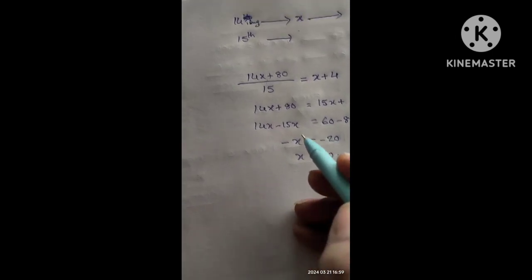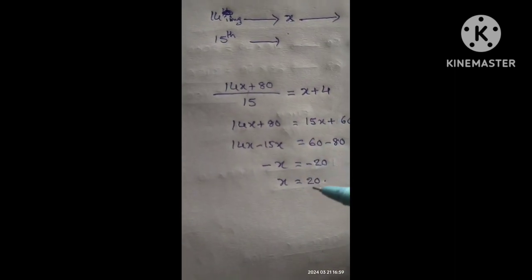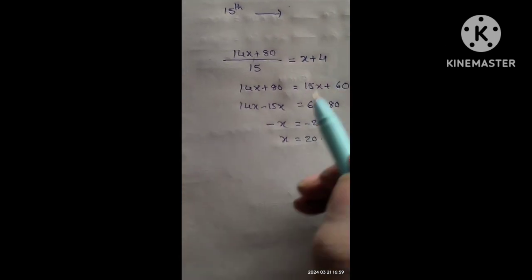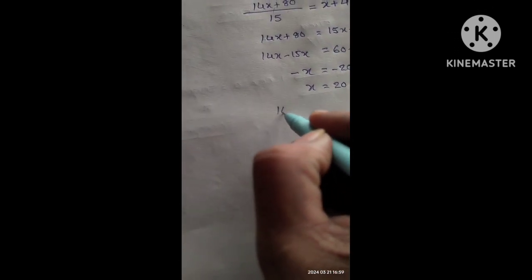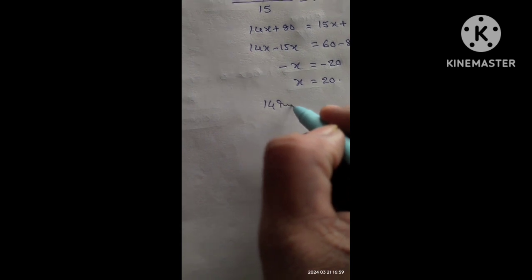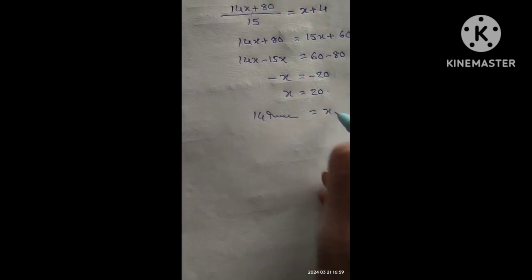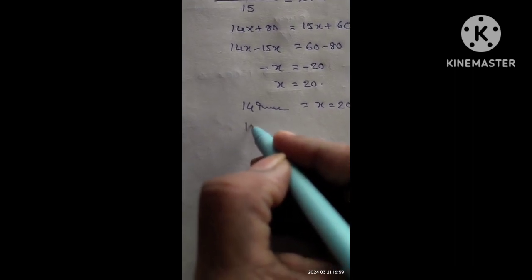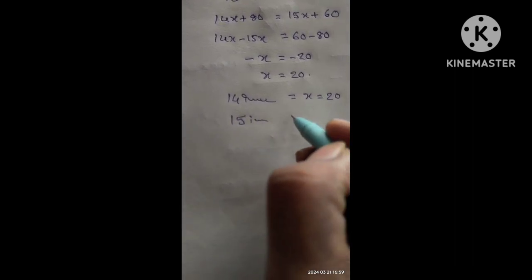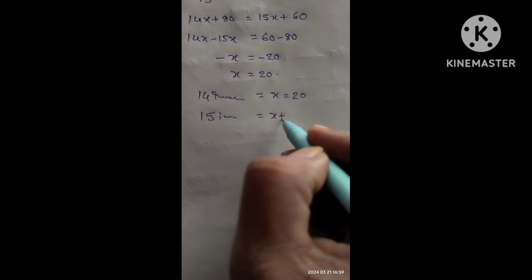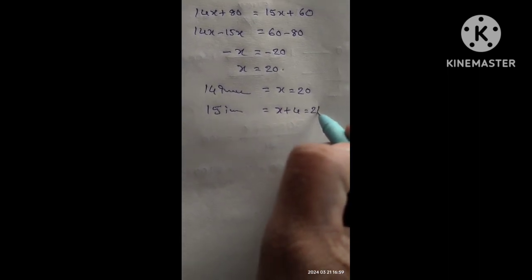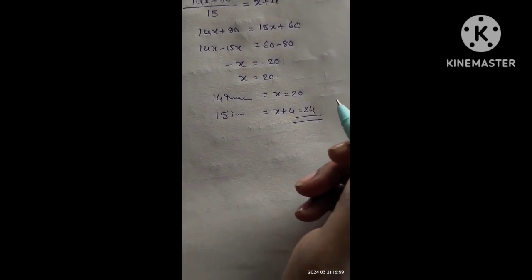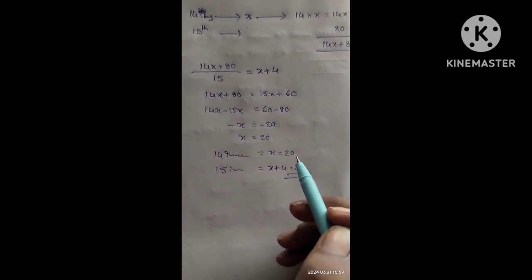So the average of his runs up to 14 innings is x, which means 20. And according to the given sum, after 15 innings it is increased by 4, which means x plus 4. It is equal to 24. So the average after 15 innings is 24.